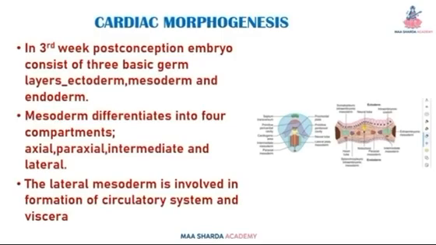In the third week post-conception, the embryo consists of three basic germ layers: ectoderm, mesoderm and endoderm. Mesoderm differentiates into four compartments: axial, paraxial, intermediate and lateral. The lateral mesoderm is involved in formation of the circulatory system and viscera.